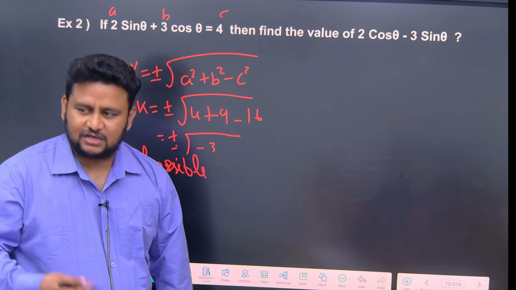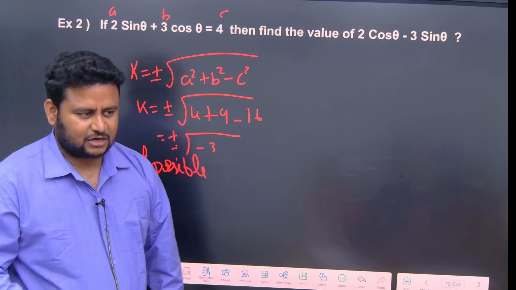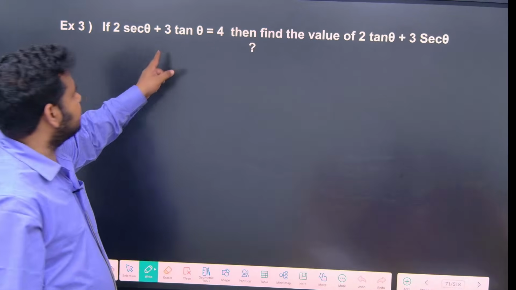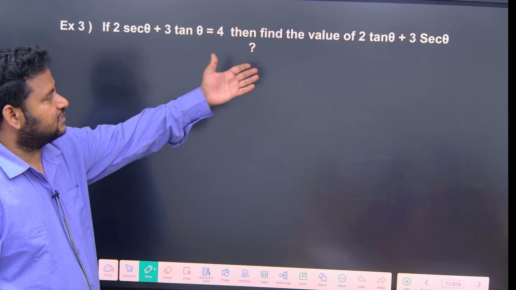Okay, maybe in maths only, physics only, or chemistry. Okay, it's all about time management. Now see here this question: 2 secant theta plus 3 tan theta is 4. Find the value of 2 tan theta plus 3 secant theta.